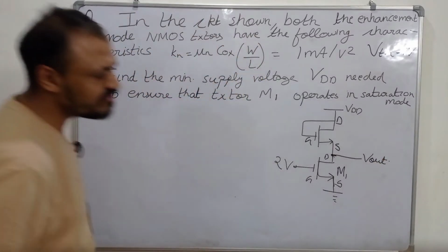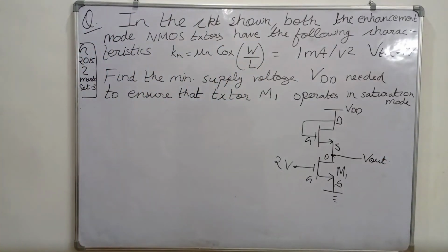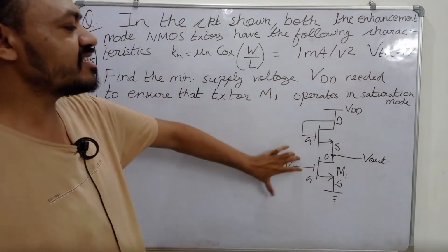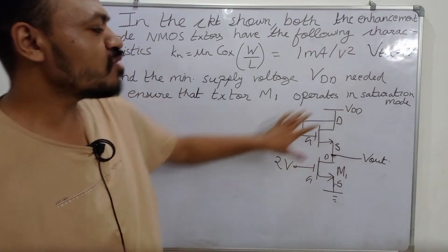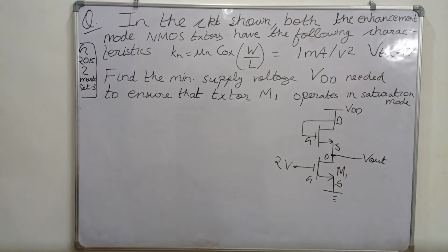So this is an inverter circuit, an enhancement mode inverter using an NMOS transistor with an enhancement mode NMOS transistor as an active load. And this is a very common circuit in VLSI.